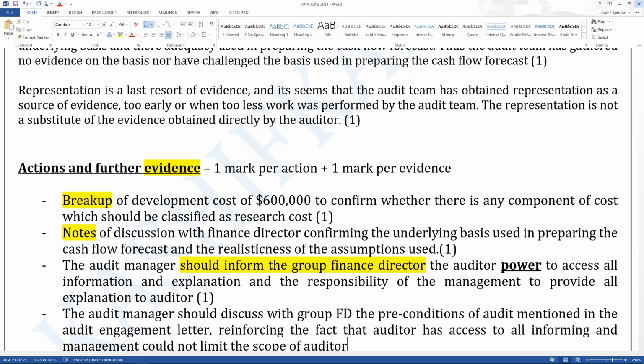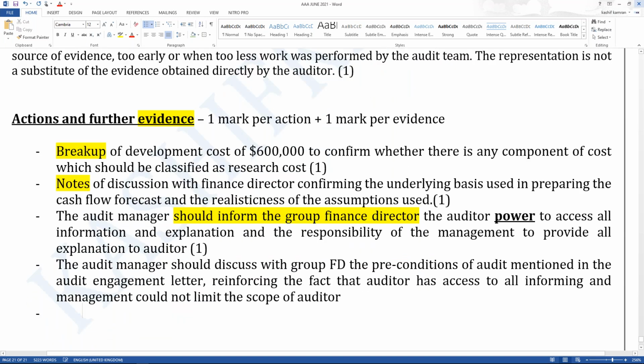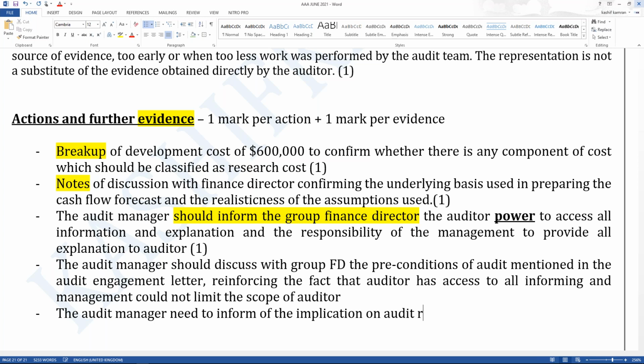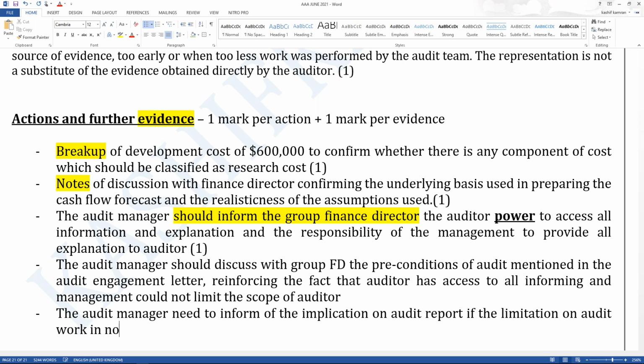And you can also tell the finance director, the audit manager needs to inform of the implications on the audit report if the limitation on audit work is not removed. So are you trying to threaten the finance director through informing him of the implication if the limitation on audit work is not removed? So that's also part of your action, right?